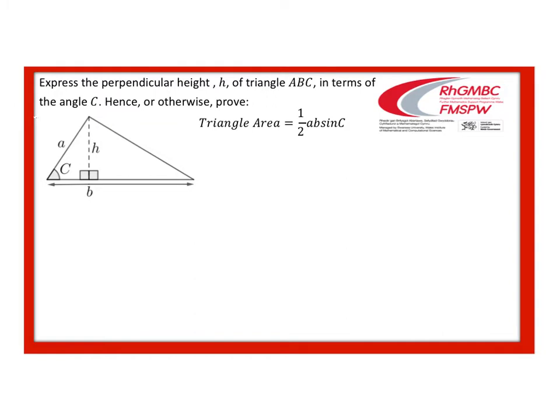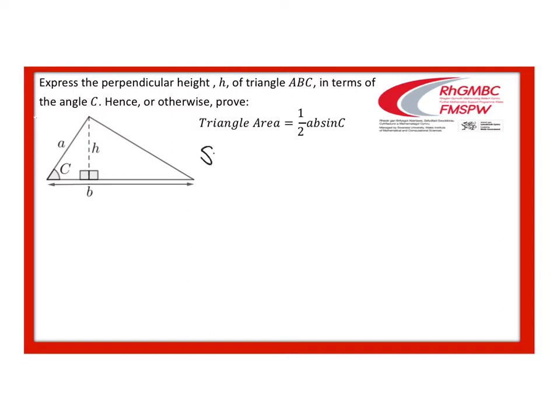So the question tells me to express the perpendicular height h of the triangle ABC in terms of the angle C. I'm going to do this using standard GCSE trigonometric ratios, SOHCAHTOA. In particular, I'm going to focus on sine because sine's in that triangle area formula. So sine, remember, is the opposite over the hypotenuse.